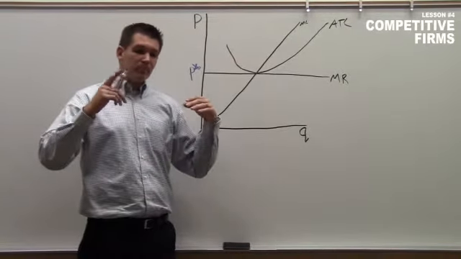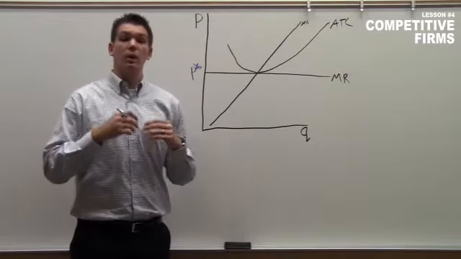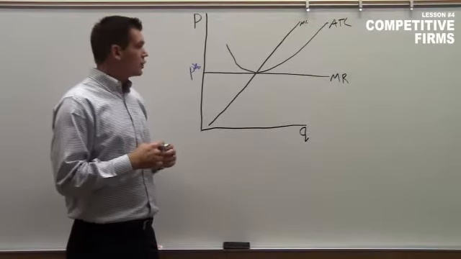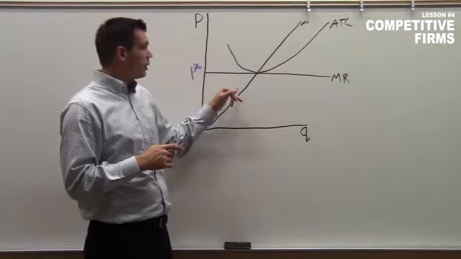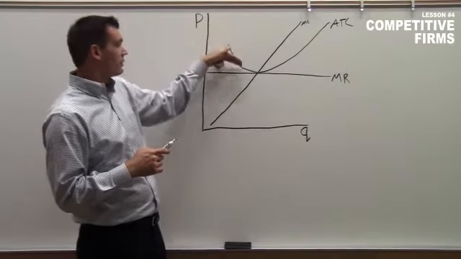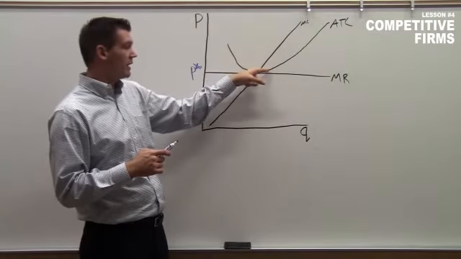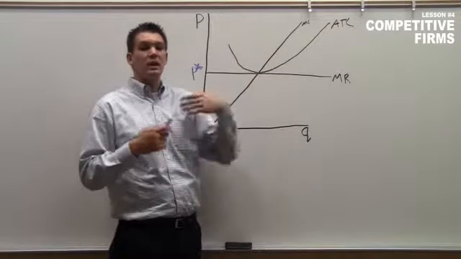And so this is a very important concept to understand. And so we think of it, we remember it like this. If the marginal is below the average, then the average must be falling. And if the marginal is above the average, then the average must be increasing.